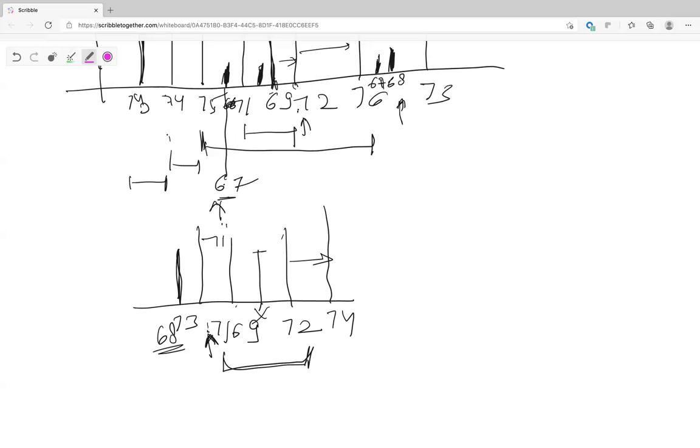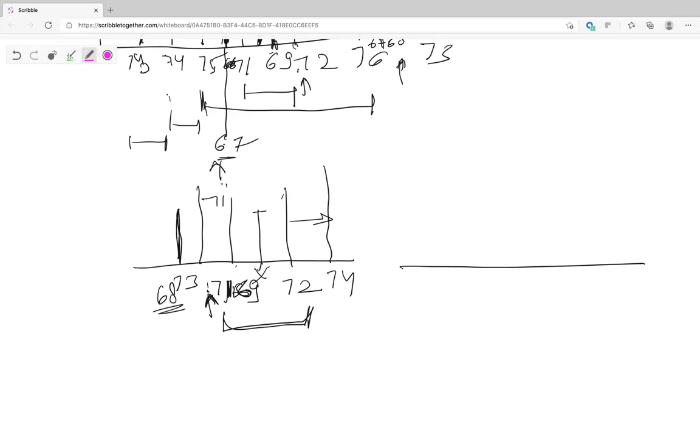No, for 71, say again. Only 76? Is that 76? No, this is 71. Why 72? What are you saying for 72? No, I'm saying, okay, wait, let me draw it again. Let's say I'll just draw this. This is 68. This is 73. This is 71. This is 69, 72, 74.